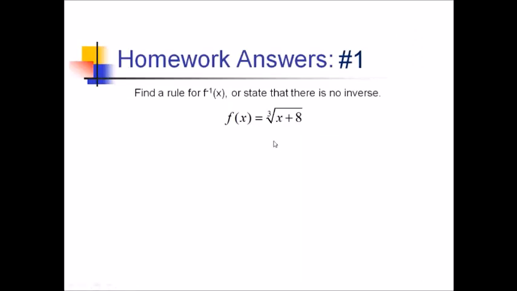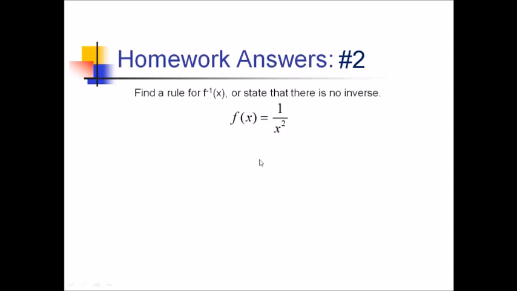For number 8, we want the inverse of this cube root, and we know cube roots are going to pass the horizontal line test. So let's go ahead and switch x and y. To get y by itself, first thing we need to do is cube both sides. So we have x cubed equals y plus 8, and then just subtract 8. So f inverse equals x cubed minus 8.